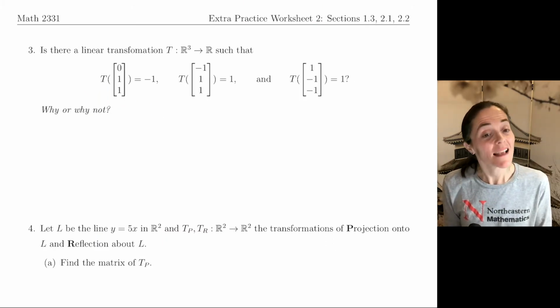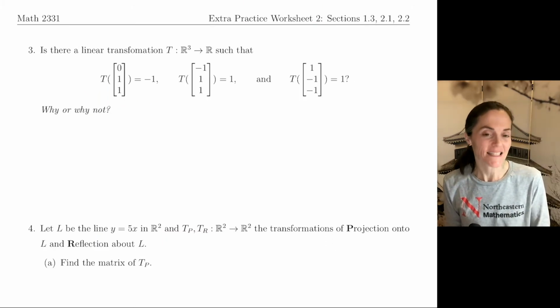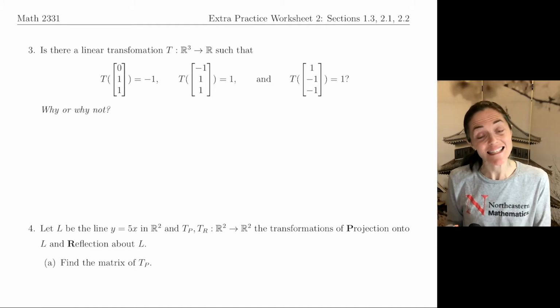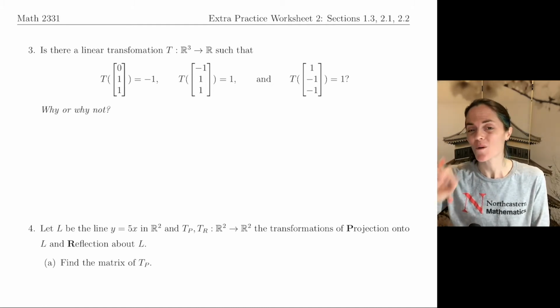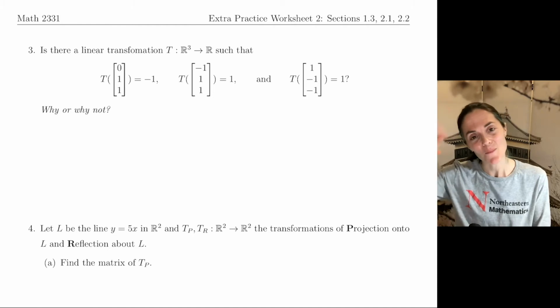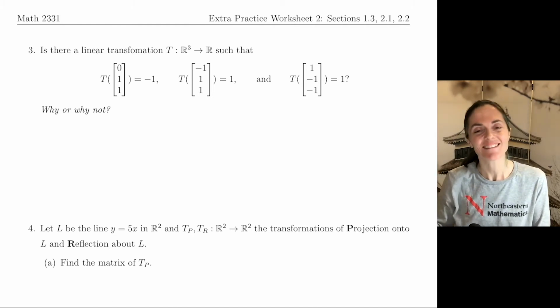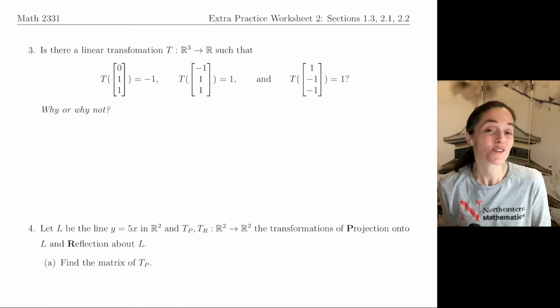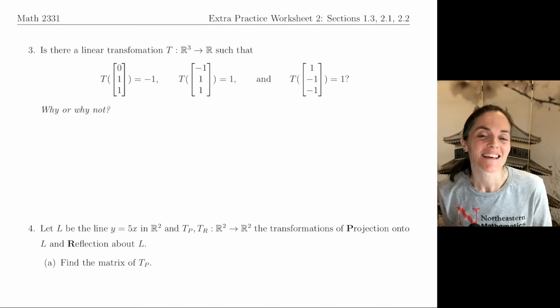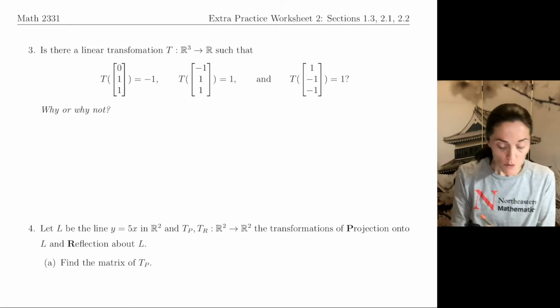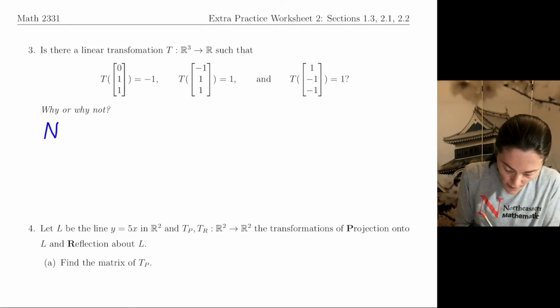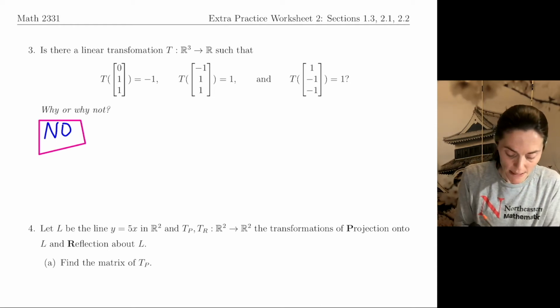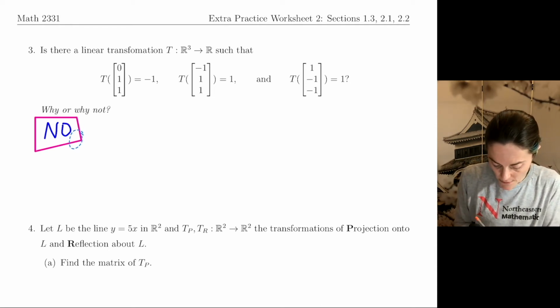Number 3, is there a linear transformation T from R3 to R such that T of (0, 1, 1) is -1, T of (-1, 1, 1) is 1, T of (1, -1, -1) is 1. Those 3 things. Well, the answer is no. There's more than one way you can justify, and the justification is important. But how am I going to do this?